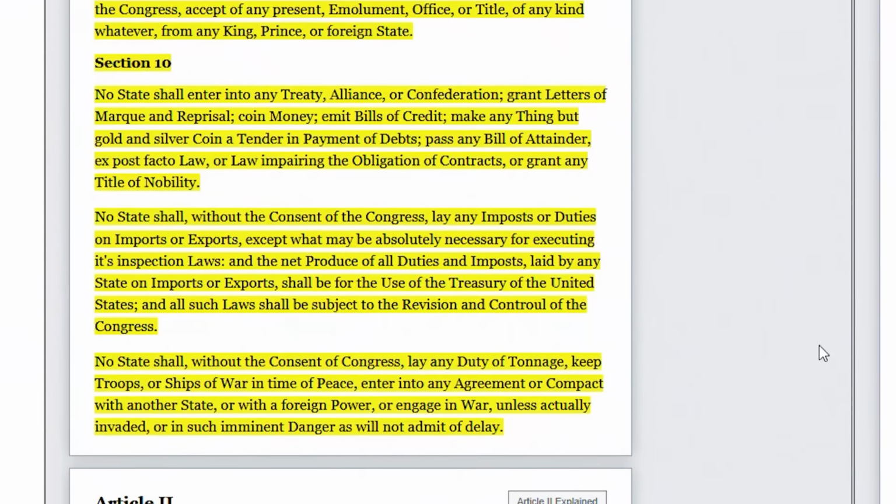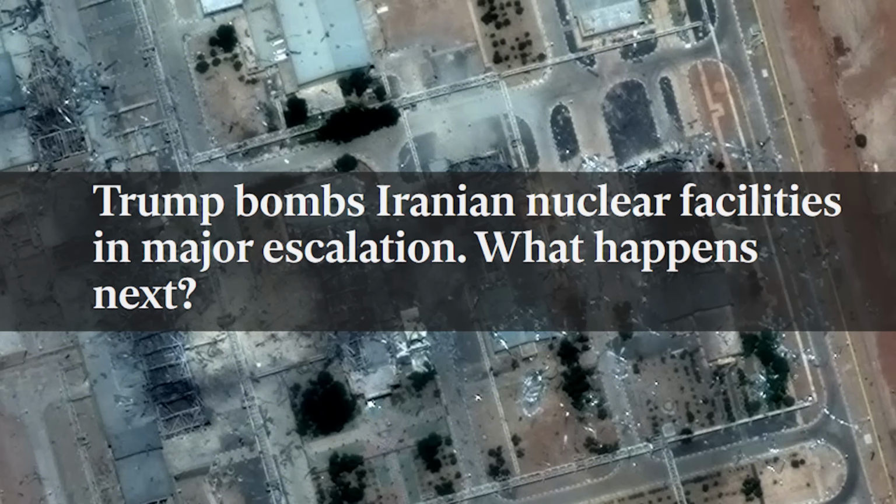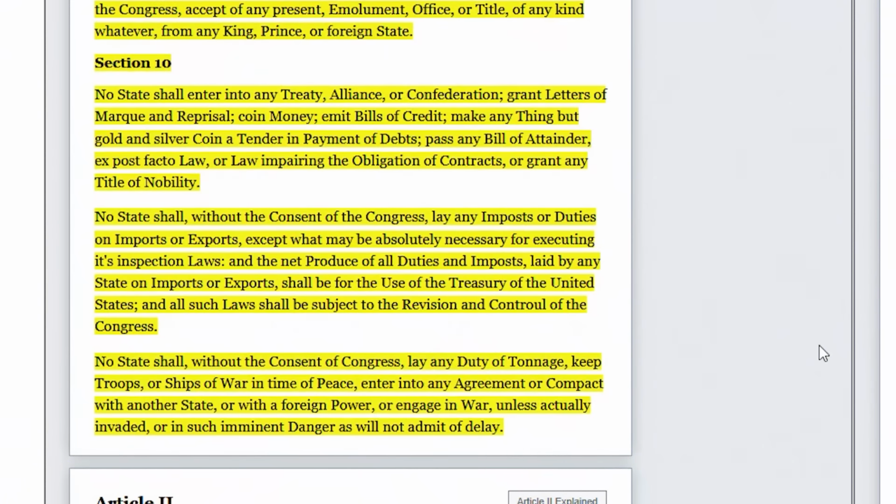So that whole section was also removed, and it also says that no state shall, without the consent of Congress, lay duty of tonnage, keep troops or ships of war in times of peace, enter into agreements or compacts with another state or a foreign power, or engage in war unless actually invaded or in such imminent danger as will not admit of delay. That's the stuff that got deleted off of here due to a coding error.